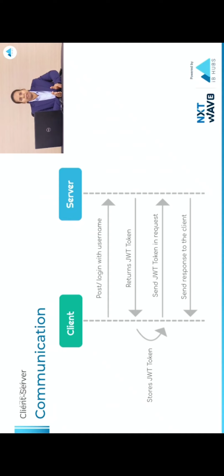Okay, so why do we have to store that? So that in the subsequent request, in the next request that we make to the server, we will add this JWT token and send it, so that the server will be able to check whether the user has permissions or not. So the JWT token will be stored on the client side, and in the subsequent request, that JWT token will be added to the request and sent to the server. Then the server will verify it and send the appropriate response to the client. So these are the steps involved in the communication between the client and the server.